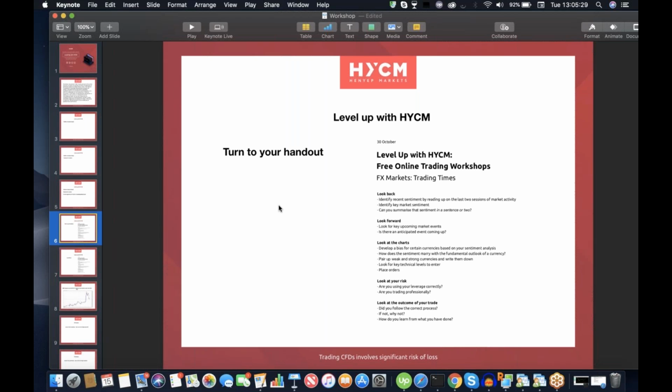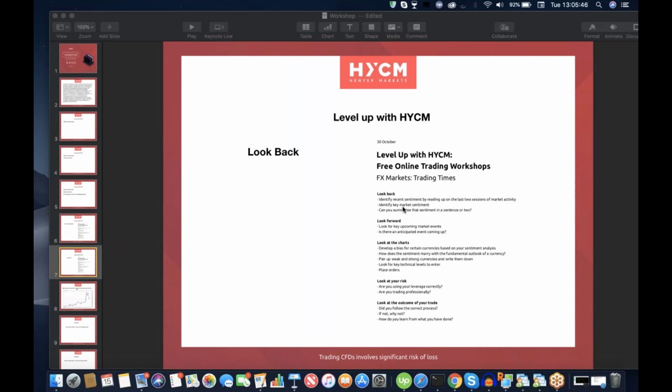So without further ado, turn to your handout. I've just put the framework here, and we're going to start to look at the first section, which is looking back. As I've said a number of times, when you come to trade, you don't want to just jump into a trade as soon as you open up the charts. You don't want to just see the price at a technical level and think, oh, I'll just jump in there.